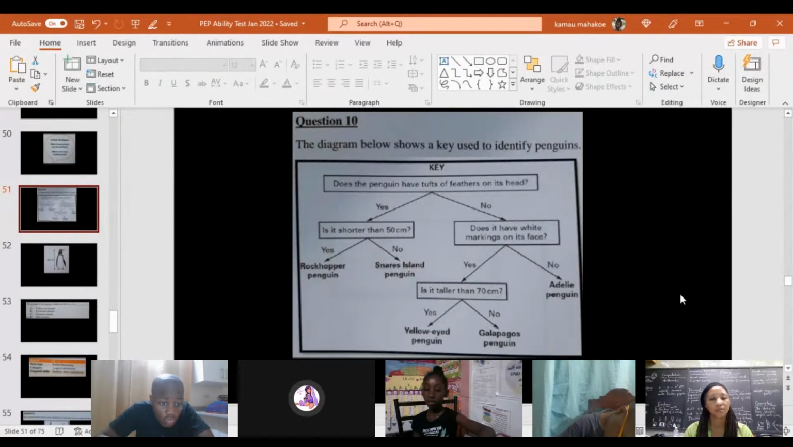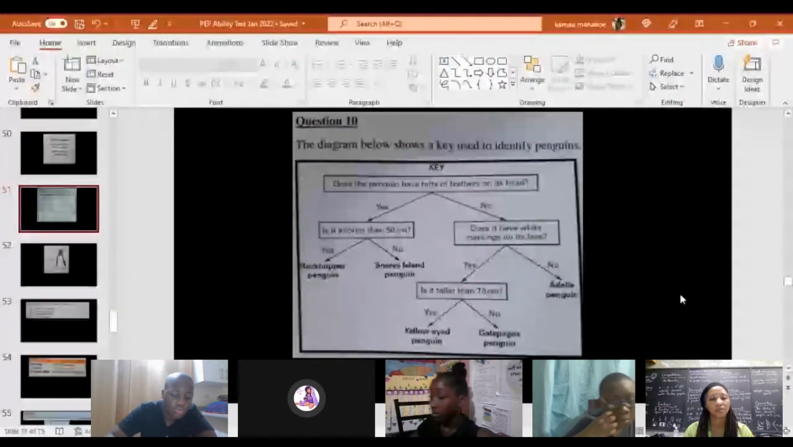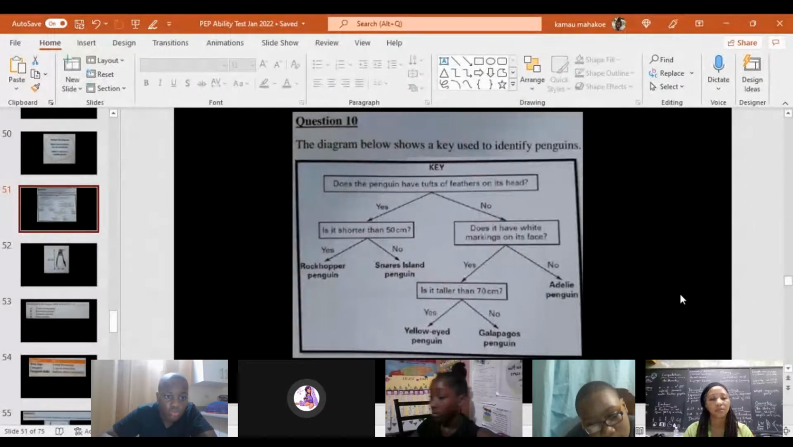Key. Does the penguin have tufts of feathers on its head? Yes. Is it shorter than 50 centimeters? No. Does it have white markings on its face? Under yes, it has yes. Rockhopper penguin. No, Snares Island penguin. Under no, it has yes.